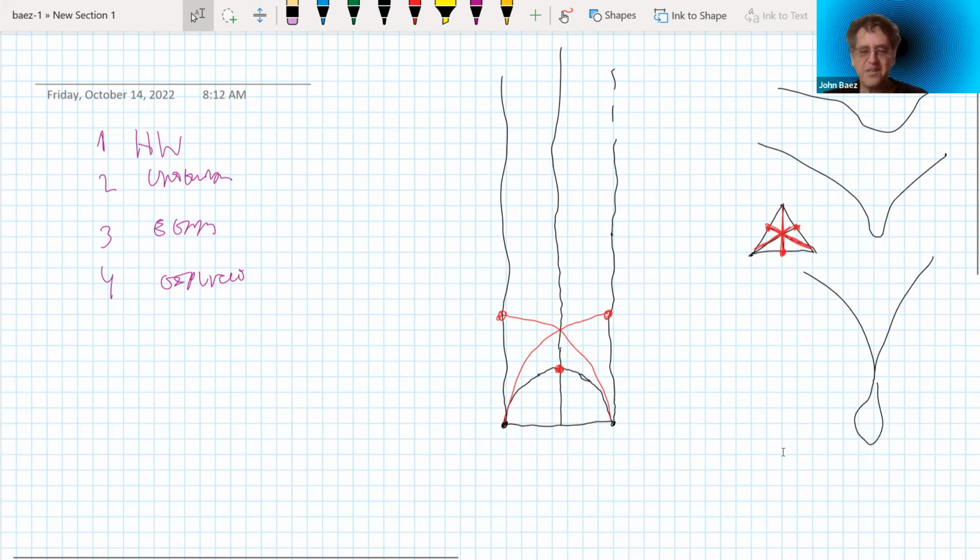What are the non-acute triangles? Do they play any role in this elliptic curve game, or some weird generalization of elliptic curves? No. The non-acute triangles are just these.